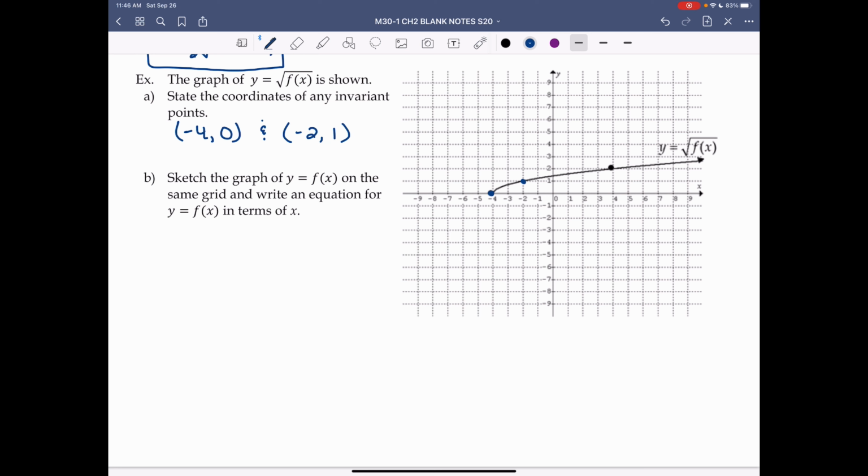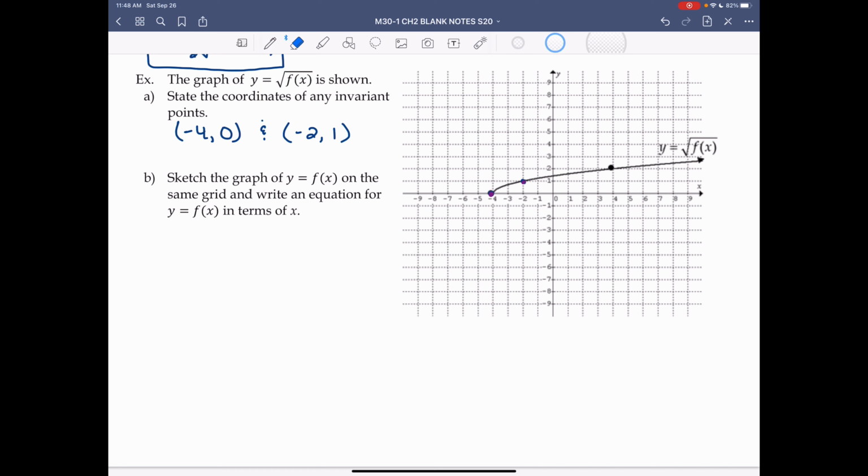Part B, sketch the graph of y equals f of x on the same grid and write an equation for y equals f of x in terms of x. So we know that f of x is going to be a linear function. To draw a linear function, all we need is 2 points. We have the 2 invariant points, so we can use those to draw our graph. I can also find other points by looking at the y values of the square root function and squaring those values to get the y values of my new function.